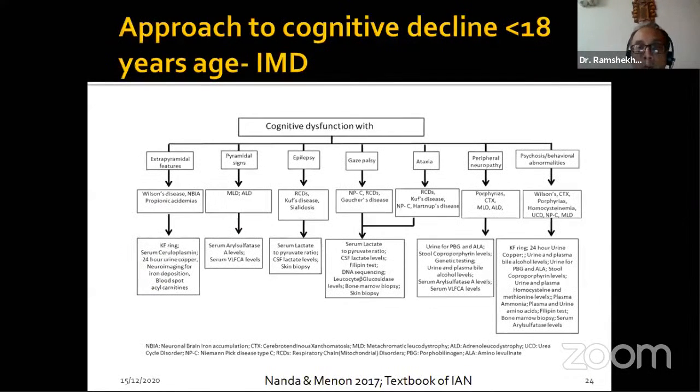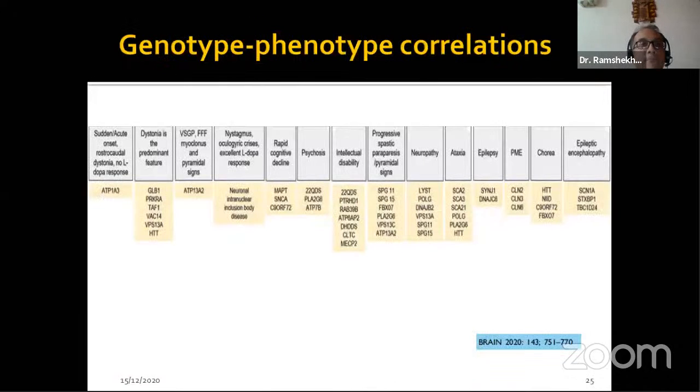And primarily, if you're looking at older children, just as you distinguish dementia versus dementia plus, you consider cognitive dysfunction or encephalopathy with plus features or not. So the plus features can be extrapyramidal features, pyramidal features, epilepsy, gaze palsy, ataxia, peripheral neuropathy, or psychosis, or maybe a combination of these features. And each of these may have a different connotation. Please go through the list in the interest of time.